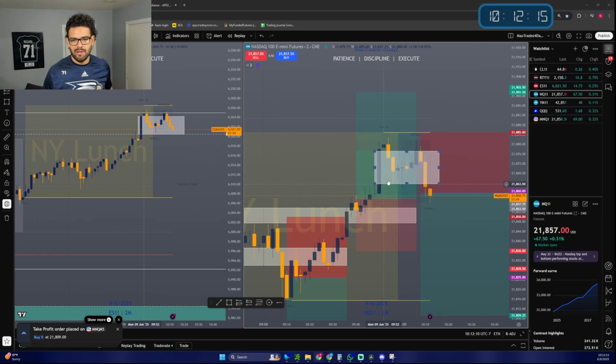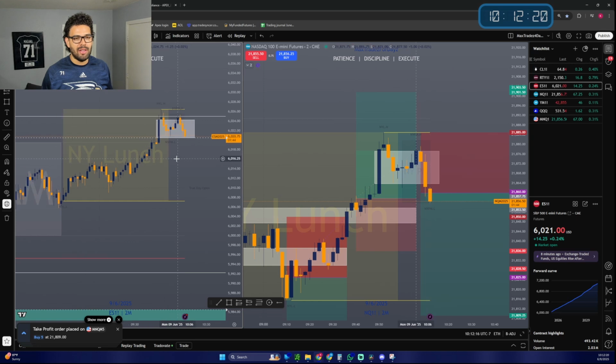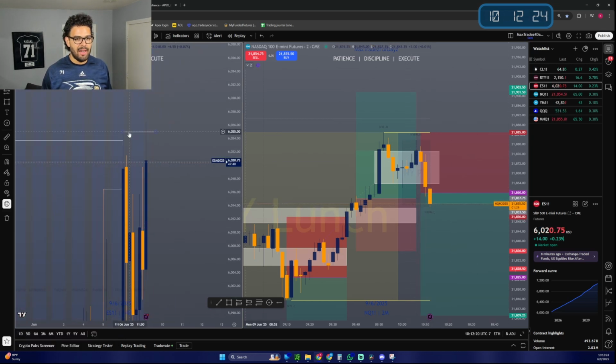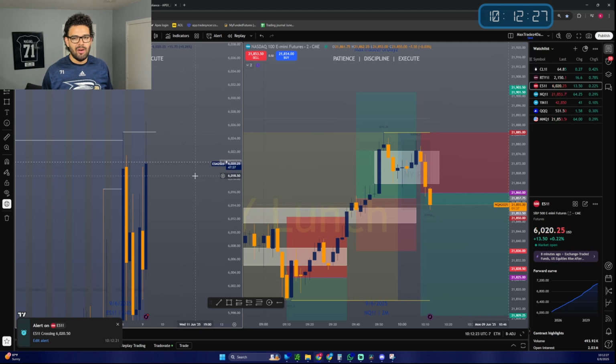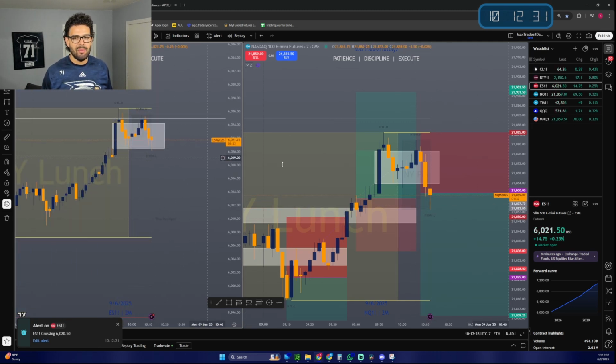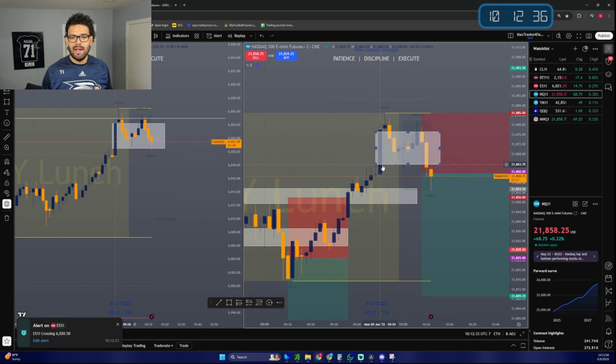We were in that long, as you guys saw here. And ES tapped into this gap that we had called out from the morning session. Again, this is prior day high, as you guys see here, and the 4-hour pivot. All that comes in confluence here. Price finally tapped into it and gave us that move. On NQ, you guys see here, had that nice run up.